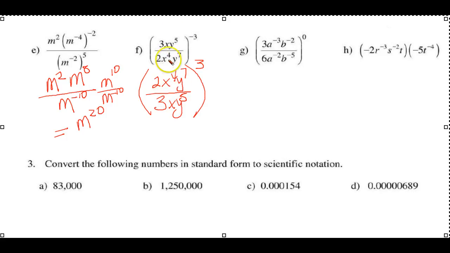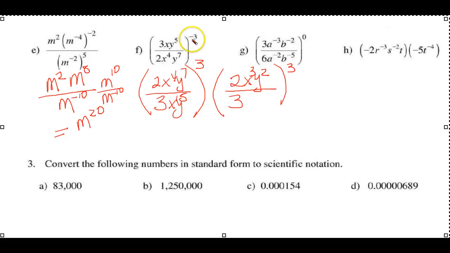This is all over a common parenthesis. So we're going to get 2 over 3. That can't be simplified. But here we have x to the first. Bring that up. This will be x to the third. And this y to the 5th, now brought up, can be a negative 5. So this is y to the 2nd. And now that's all raised to the 3rd power.